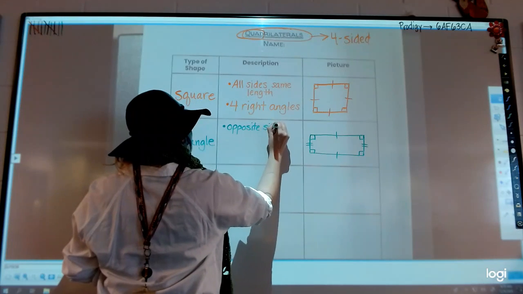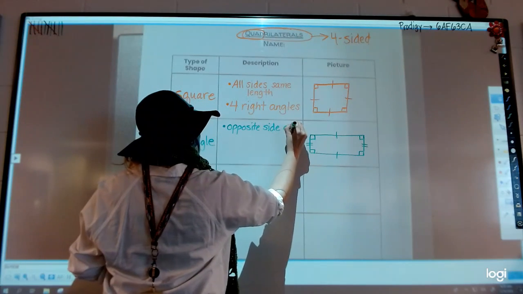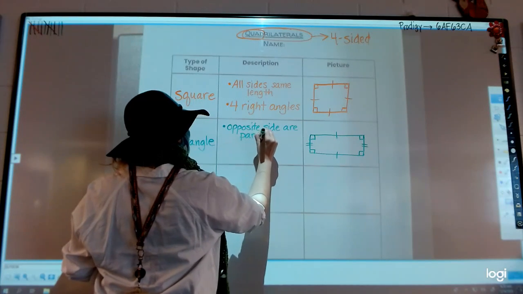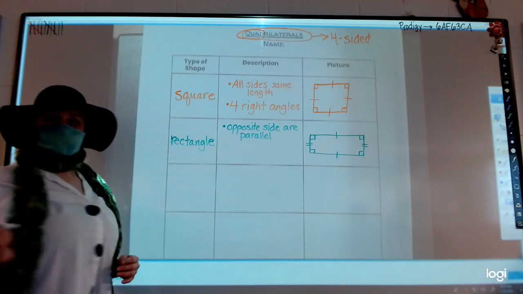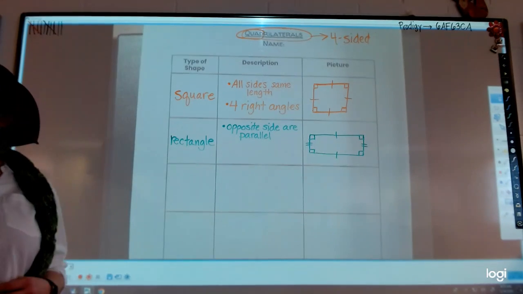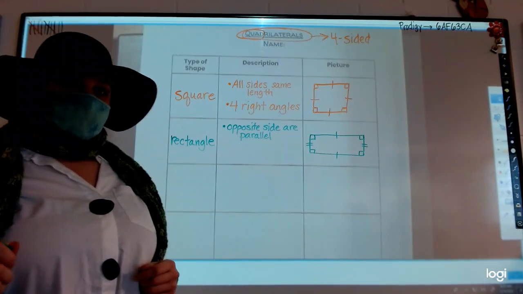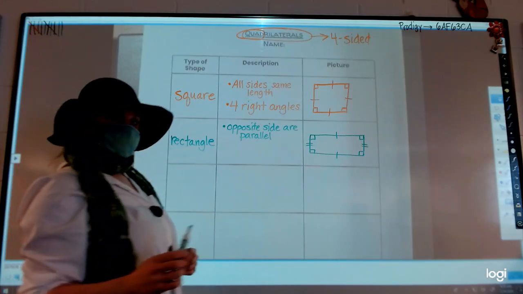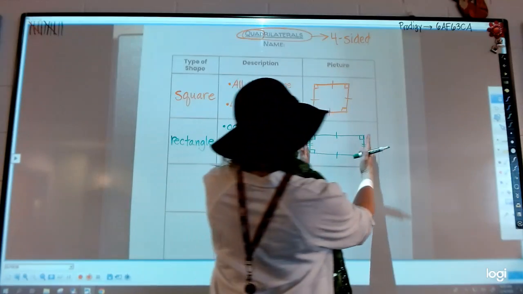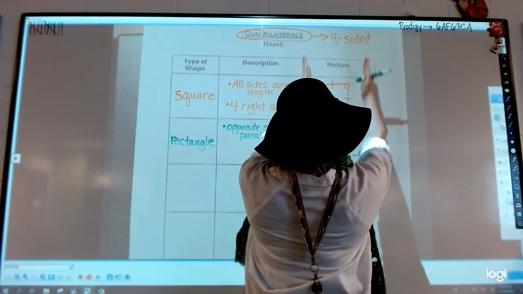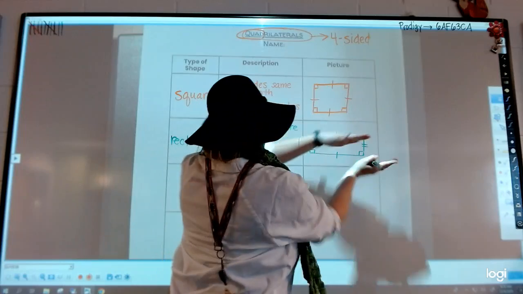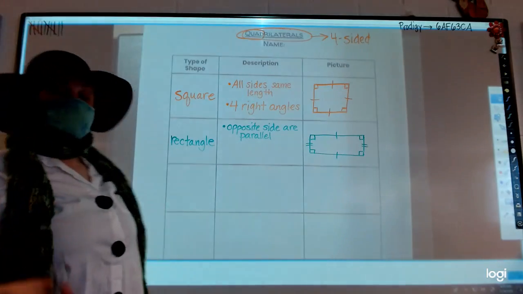Opposite sides are parallel. What does that mean? Opposite sides are parallel. Emma? They're all parallel, but they're different sides. Okay, so like these 2 sides, the opposite sides, are they parallel? Yes. Yeah, they'll never cross. Same with the top and bottom, right? Okay, so the opposite sides are parallel.